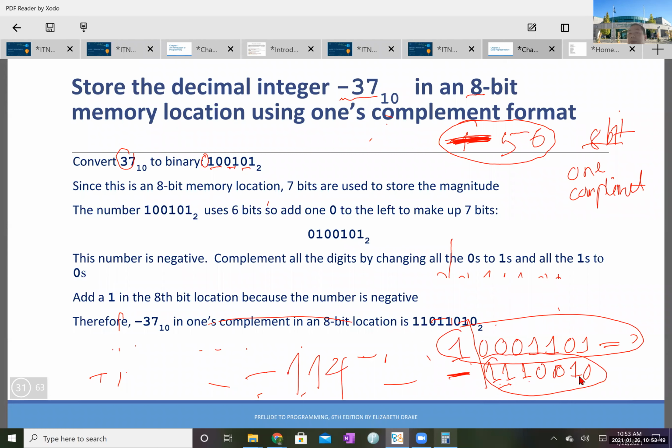So we got it. Remember that when the leading bit is 1, you know that it is negative. And in the negative case, you have to reverse it: 0 to 1, 0 to 1, 0 to 1, 1 to 0. And after that, you just convert it to the decimal. You got it? Yeah.